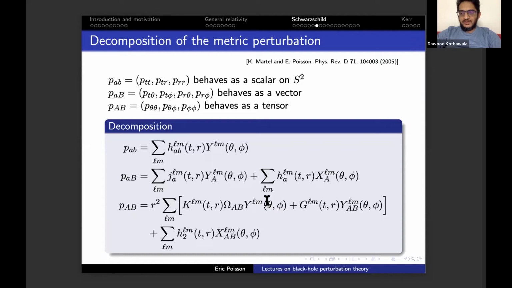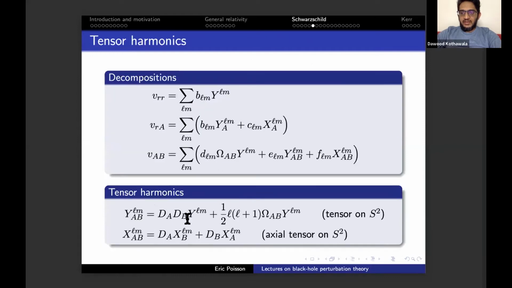He's asking, is there a difference between the capital D_A, which you have used in the tensor decomposition, which I think is the covariant derivative for the sphere, and the del subscript A, which was used in defining X_A^lm?